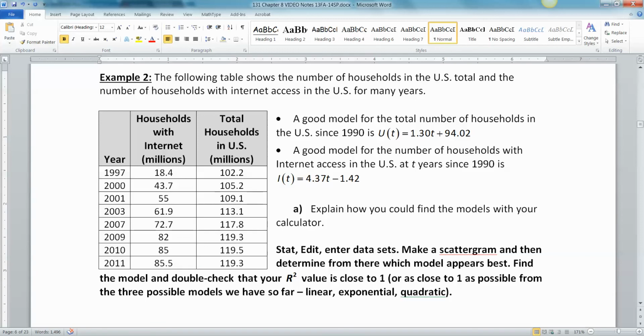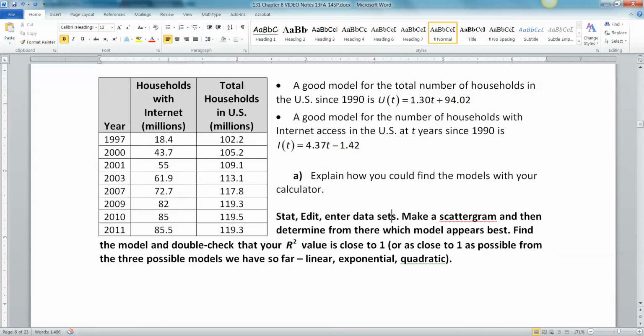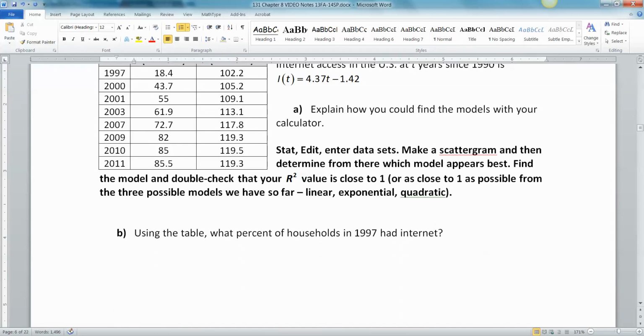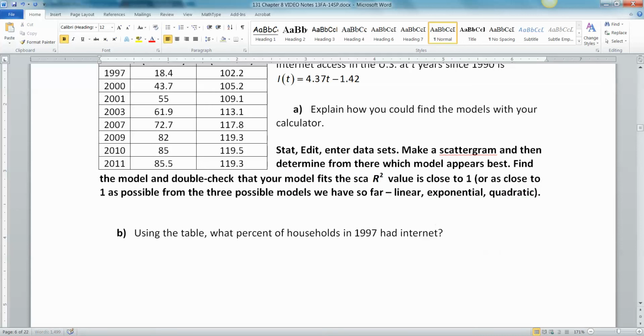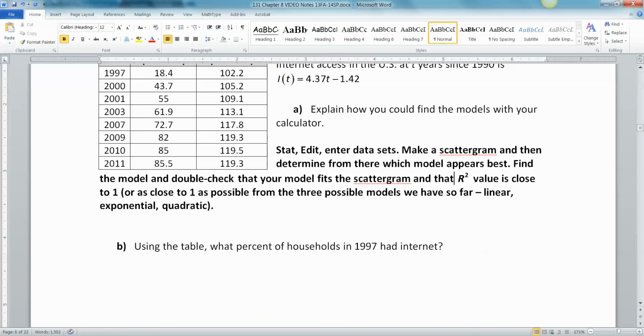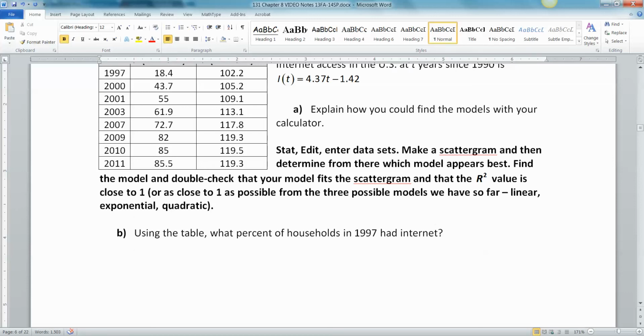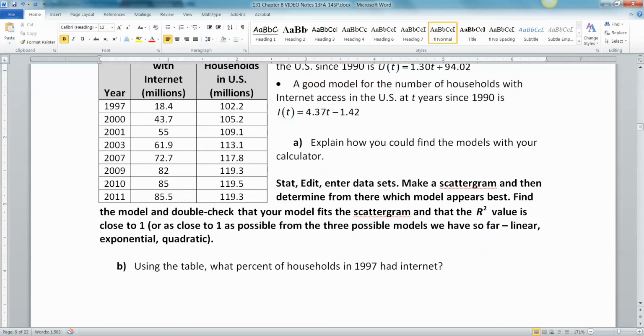So you enter your data sets, you make a scattergram, and then you determine which model appears best, and then you find and double check your model using your R squared value and your scattergram. Double check that your model fits the data, and that your R squared value is close to 1, or as close to 1 as possible of the 3 models that we have. So it's kind of long and involved, right? You got to make a scattergram, see that the curve fits the scattergram, check your R squared value, see that it's high, and so on.